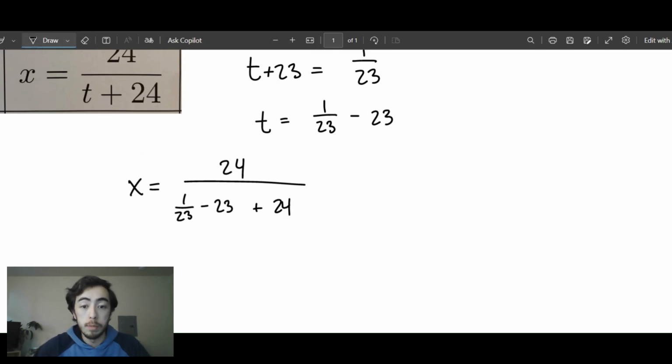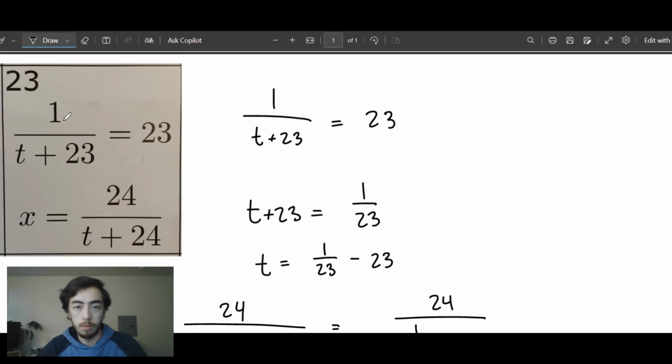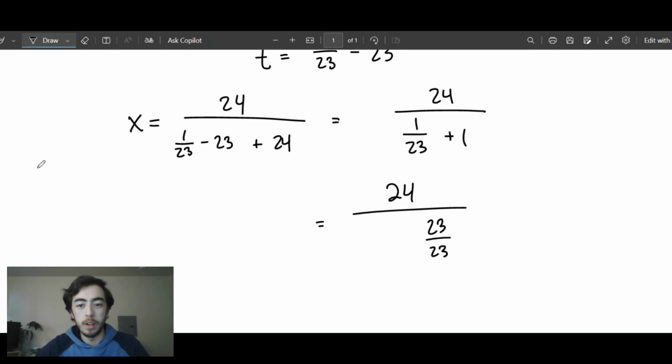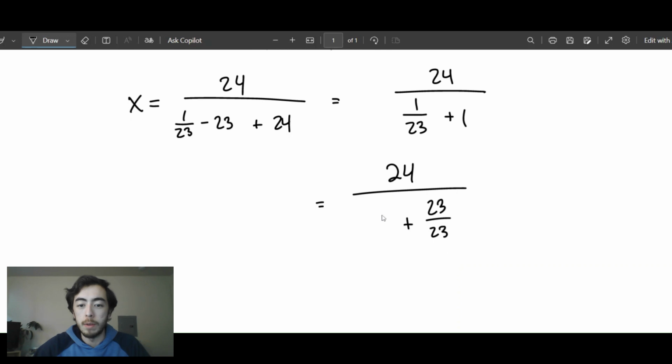Cool. Simplifying the bottom, I see there's a minus 23 plus a 24, so together that just makes the number 1. I still need to figure out why this fraction matches today's date, which is 23. Whenever I see fractions within fractions, I always try to find common denominators. So if I take this 1 and call it 23/23, that's just a fancy number 1. But it does allow me to add my fractions together.